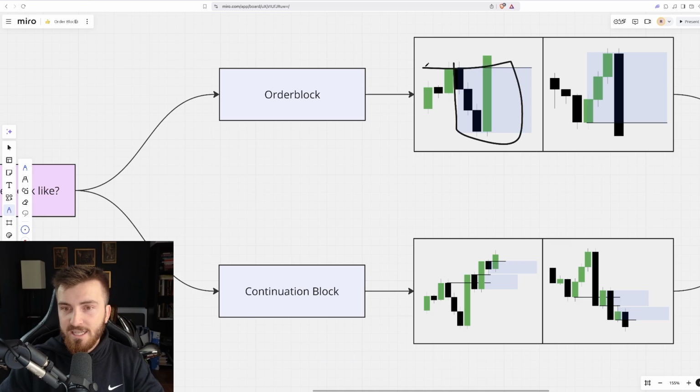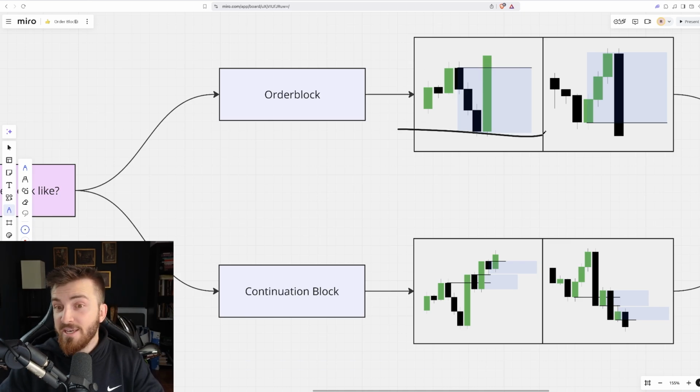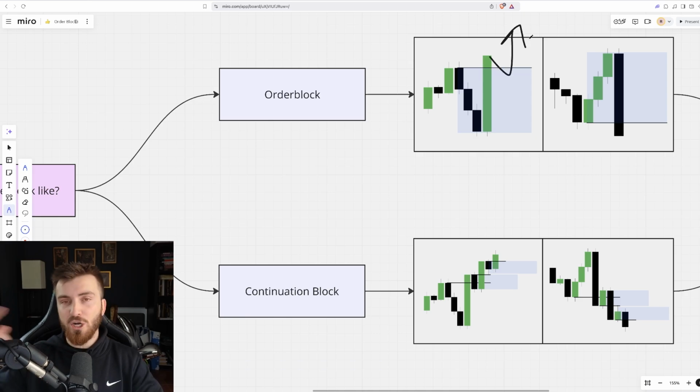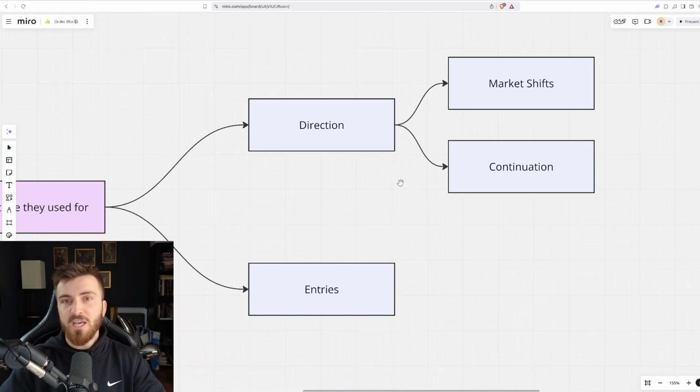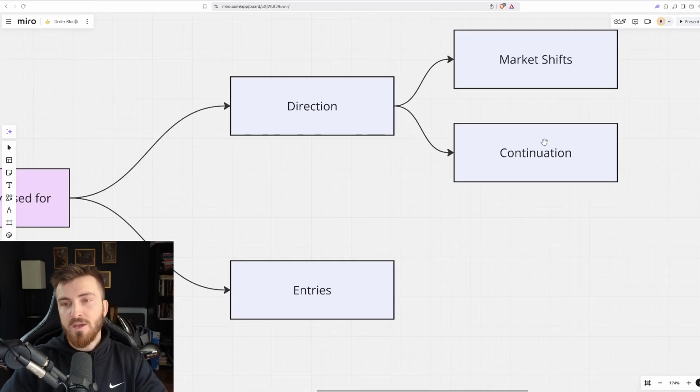Let's say that this is the daily chart, and we have a very nice market shift like this at a very key level. This would tell you, okay, now we have a bullish order block. Now the market is bullish, right? So that's how order blocks tell you the direction of the market. That is very, very important for you to understand. Order blocks are very good in showing you the direction of the market. So this is both for market shifts and for continuations.